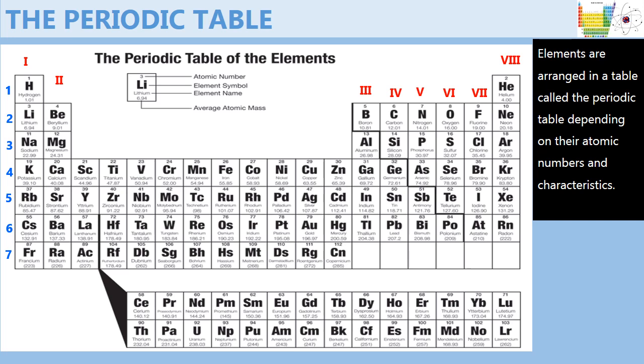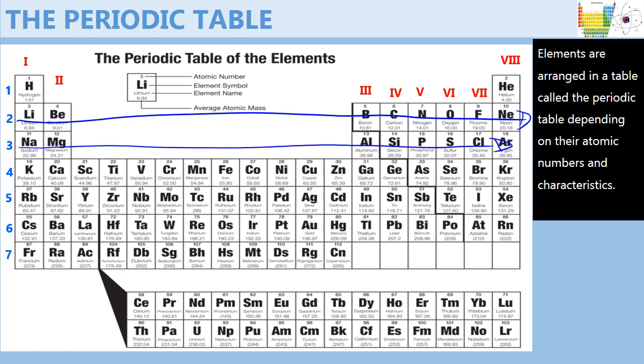Next is carbon, that belongs to group 4, and all these elements belong to group 4. The same way, all these elements belong to group 2. All these elements belong to group 1, and so on and so forth. For the periods, all these elements belong to period 2. All these elements belong to period 3.